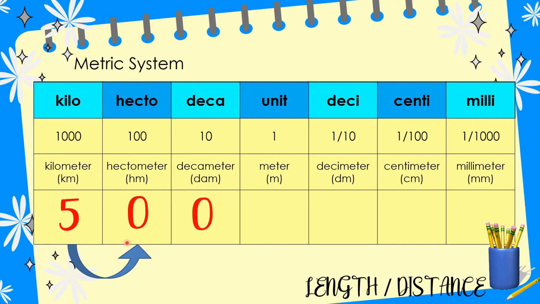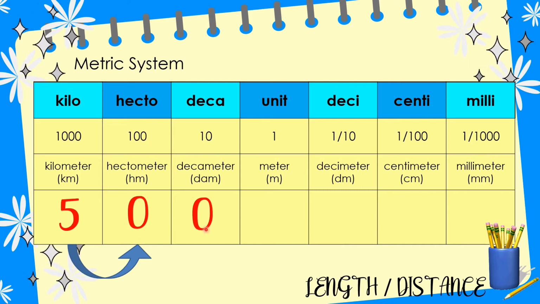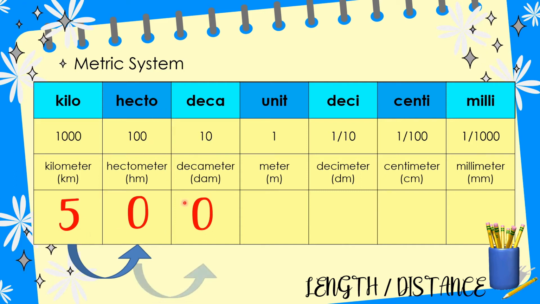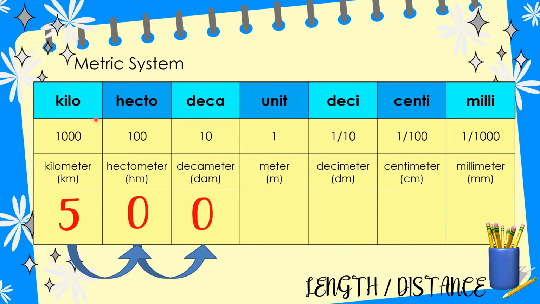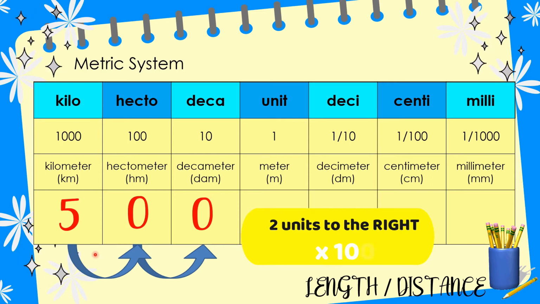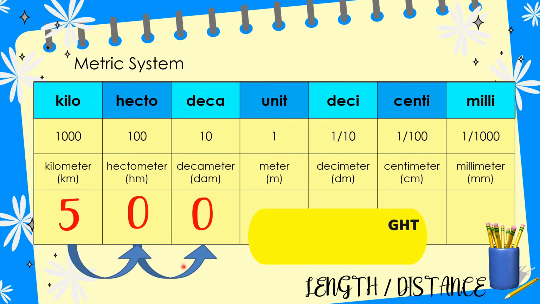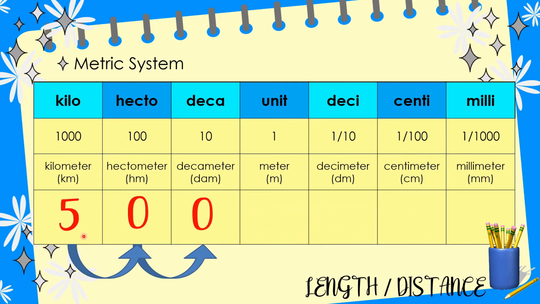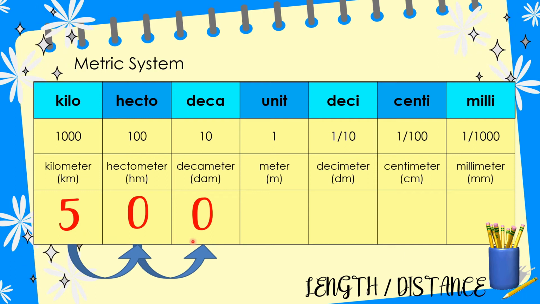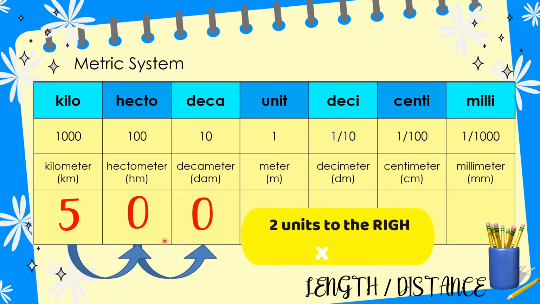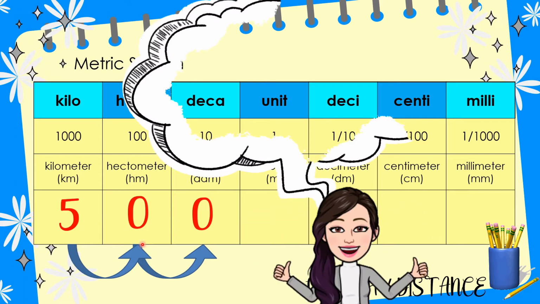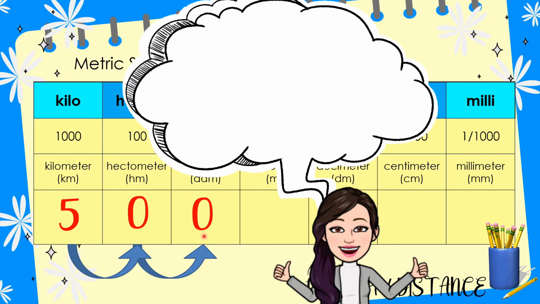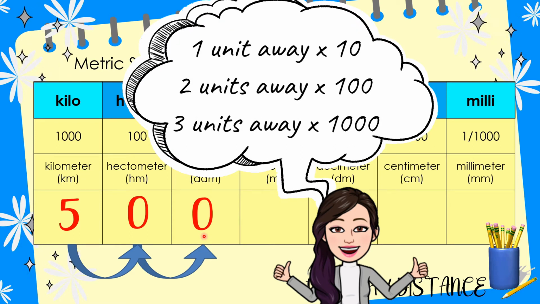Now, ilipat natin si kilometer papunta sa decameter. Napansin natin na yung 5, naging 500. Ilang units away ba si decameter kay kilometer? Kung susuriin natin, they are 2 units apart. At nakita natin yung 5 naging 500. Paano kaya nakuha yon? Nag-multiply tayo by 100. Kanina, nung 1 unit away lang, nag-multiply tayo by 10. Nung 2 units away na, nag-multiply na tayo by 100.